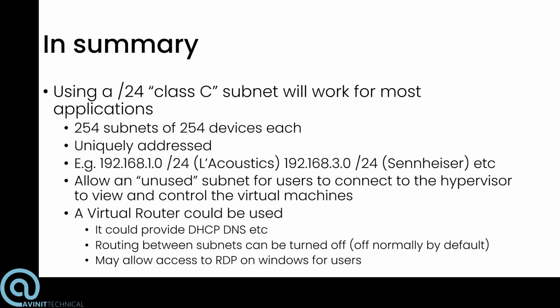So in summary, we could use a /24 class C style subnet, which means we're using a private IP address range. If we use a /24, so 255.255.255.0, that gives us the potential for 254 subnets in class C of 254 devices each. Each of those devices can be uniquely addressed. So for example, 192.168.10.0/24 for the acoustics network we've proposed, 192.168.3.0/24 for the Sennheiser network we're looking at.